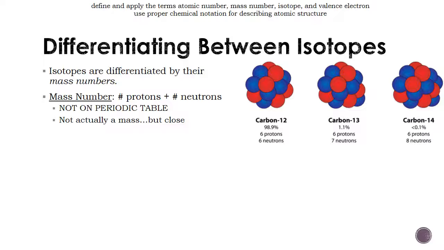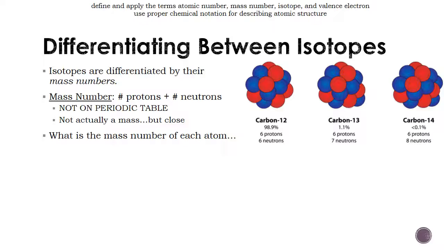The reason why it's close, recall, protons and neutrons are both right about 1 AMU. So for example, if we have carbon 13, 6 protons would be about 6 atomic mass units, and 7 neutrons would be about 7 atomic mass units. 6 plus 7 is obviously 13. The mass of a carbon 13 atom is about 13 atomic mass units. It's not exactly that, but it's close. So let's look at some examples of how we determine the mass number of an atom.